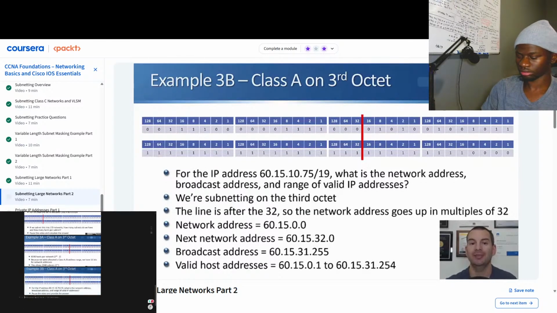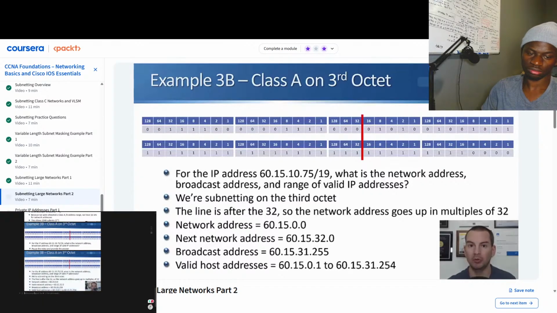Okay, in this example we're subnetting on the 3rd octet. The other examples we've been subnetting on the 4th octet. The line is after the 32 on the 3rd octet, so the network block addresses are still going to go up in multiples of 32, but it's going to be on the 3rd octet rather than the 4th octet now. So our network address is 60.15.0.0. You can see it if you write out the whole IP address. Also, we're at 60.15.10, we're going up in multiples of 32, so obviously 10 is less than 32, so the network address must be 60.15.0.0.